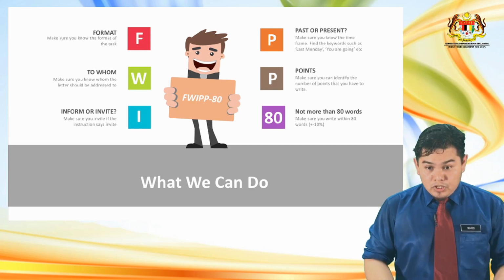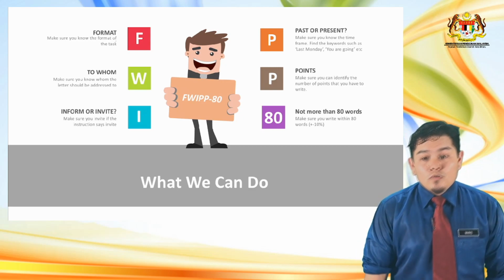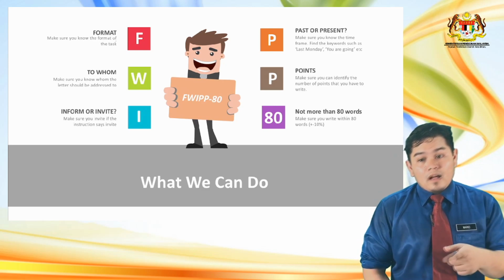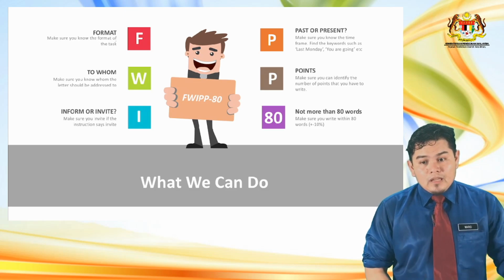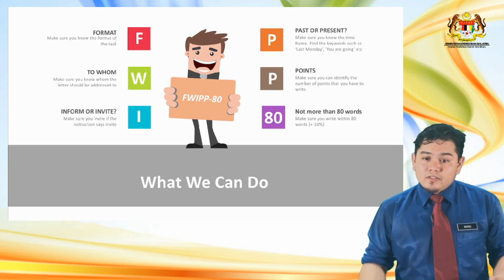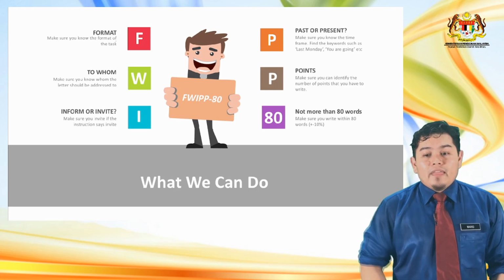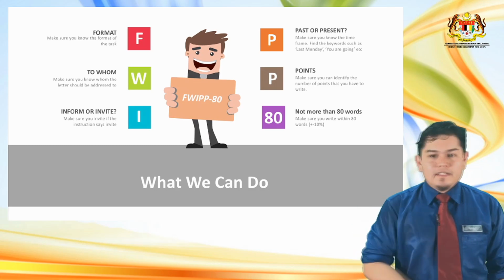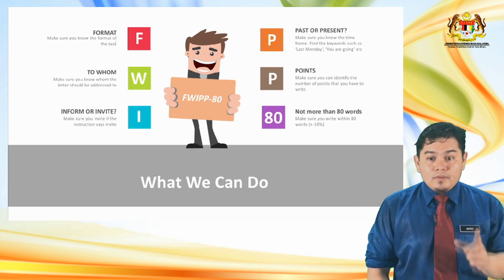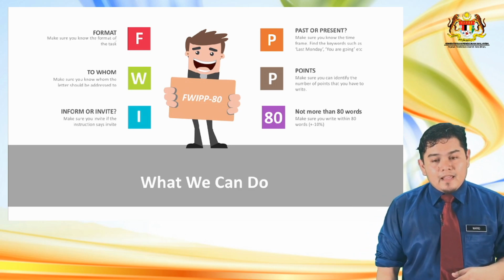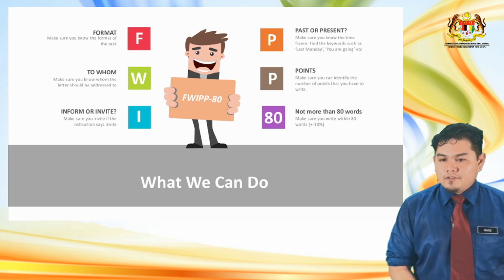And then you need to identify, okay, to whom are we talking? That would be the W in FWIP. To whom are we sending the letters? Are we sending to our parents? Are we sending to our brothers? Are we sending to our friends? Okay, and then you have to identify in the instruction as well whether we are talking about to inform or to invite.